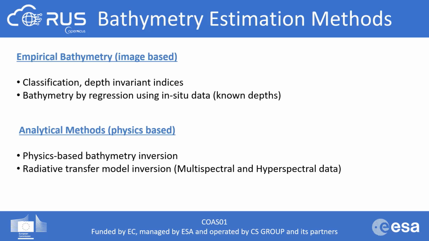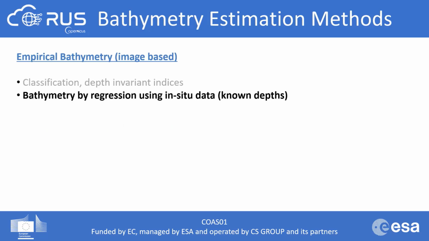For the analytical methods, we have the physics-based bathymetry inversion and the radiative transfer model inversion that we need to use multispectral and hyperspectral data. From those two categories, we will apply an empirical bathymetry method in this exercise, and we will focus on the bathymetry by regression using in situ data with known depths.